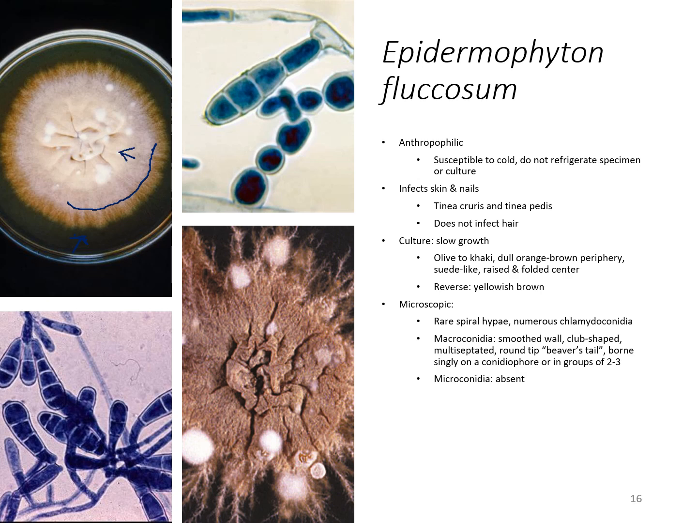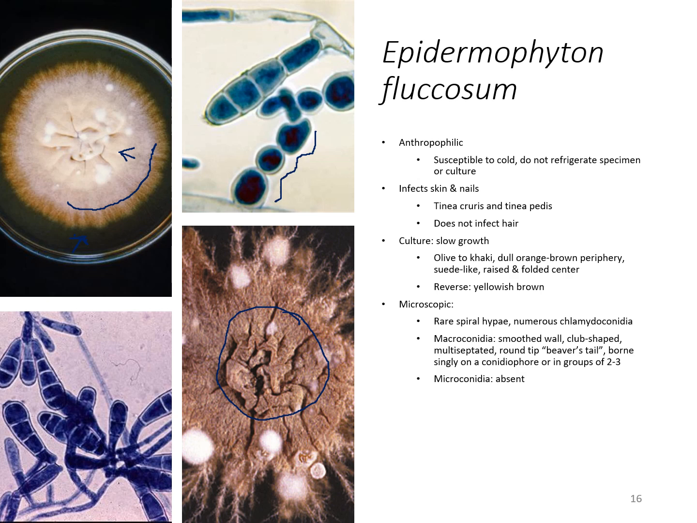You can see where the center kind of folds over itself a little bit, and then here at the bottom you can see more of a close-up where that center just kind of starts folding over itself, and it's got a lot of that darker color to it. Microscopic appearance, you can see a very rare spiral hyphae, but you can also see these chlamydoconidia here.